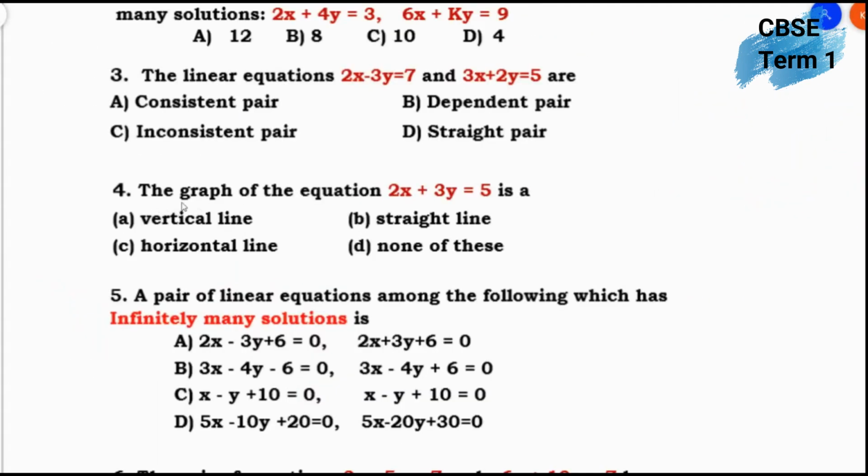Fourth question. The graph of the equation 2x plus 3y is equal to 5 is a vertical line, straight line, horizontal line, none of these. Any linear equation in a graph is a straight line. So the correct option for the fourth question is B.